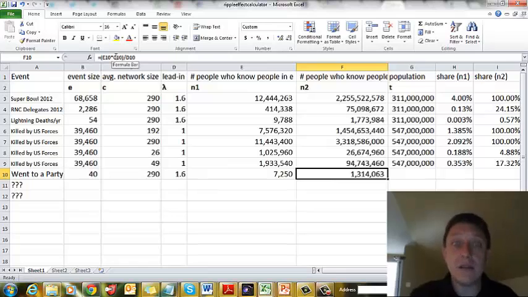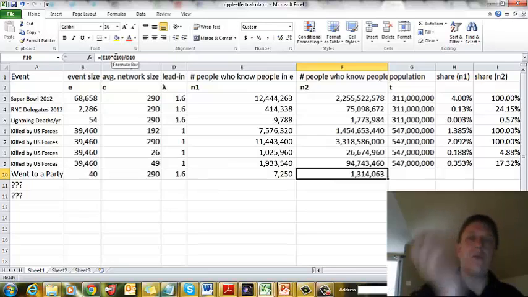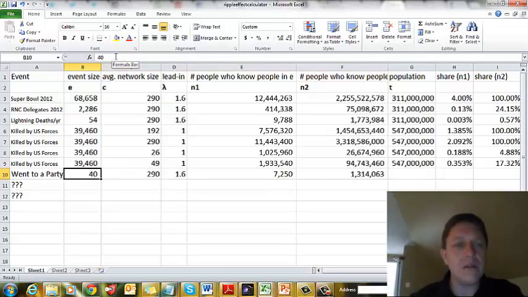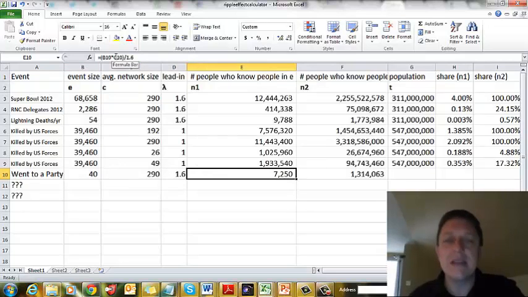Now you can create a new question with N1 as your event. How many people know somebody who knew somebody who's in a party? Well, it turns out that number gets really big really quickly. Look at that ripple effect. From a party of 40, if there are 290 people known by each of the 40 people, and some of those people are known by each other, even then, 7,250 people can know about that party.